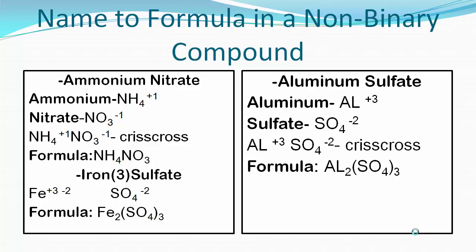Another example is, let's say, aluminum sulfate. Aluminum, when you check it, is Al and has a charge of +3. Sulfate, which we've already said, is SO4 and has a charge of -2. So we put them next to each other, Al +3 and SO4 -2. We crisscross them, so the 2 goes to the Al and the 3 goes to SO4. So the formula is Al2(SO4)3, which is aluminum sulfate in formula form.